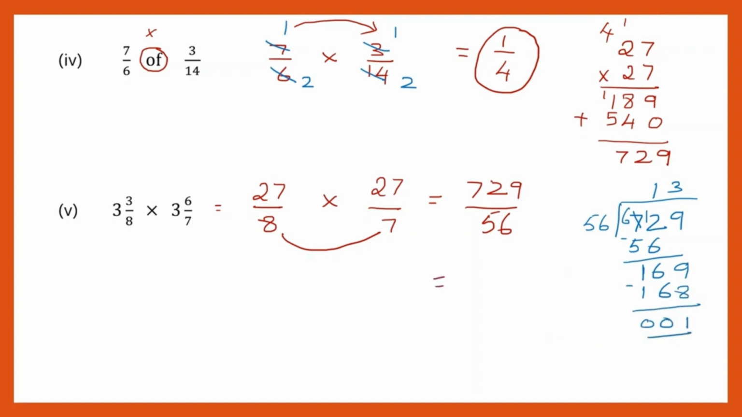Okay. Now the quotient will become a whole number. The remainder is going to be our numerator and our denominator is the same as the previous step. So the final answer is 13 1 by 56.